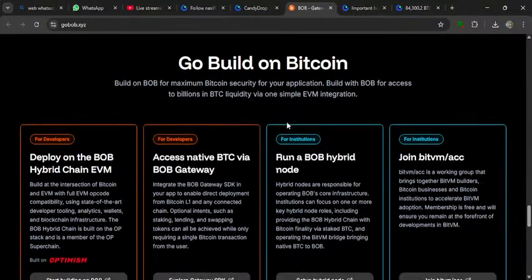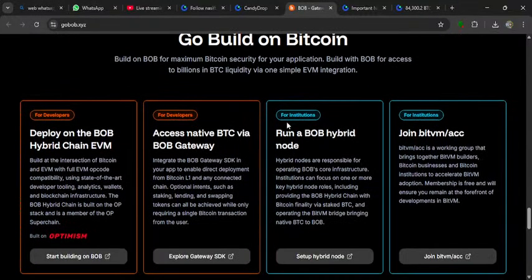Go build on Bitcoin and deploy on the Bob hybrid chain, EVM built at the intersection of Bitcoin and EVM with full EVM opcode compatibility, using state-of-the-art developer tooling, analytics, wallets, and blockchain infrastructure. The Bob hybrid chain is built on the OP stack and is a member of the OP Superchain.